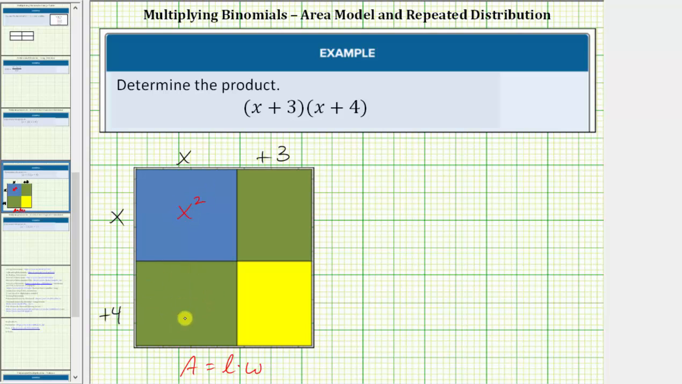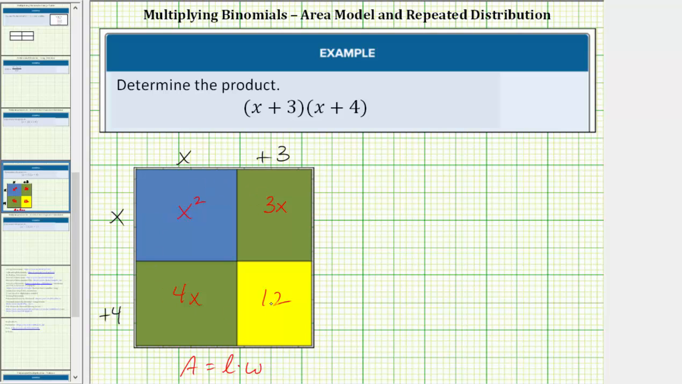Now let's look at this green rectangle. The dimensions are 4 units by x units, and therefore the area is equal to 4 times x, or 4x. Looking at the second green area, notice the dimensions are 3 units by x units, and therefore the area is equal to 3x. And then finally, this last rectangle has dimensions 4 units by 3 units, and therefore the area is 3 times 4, which equals 12.